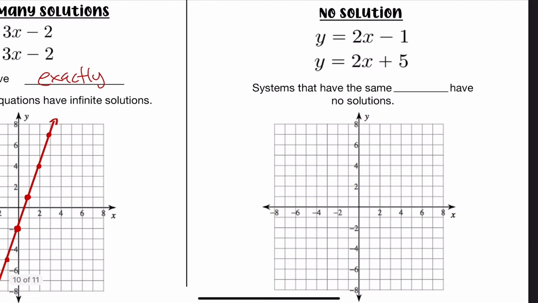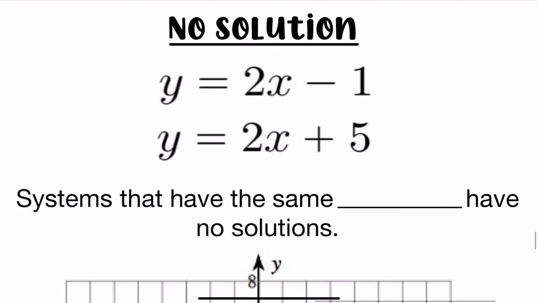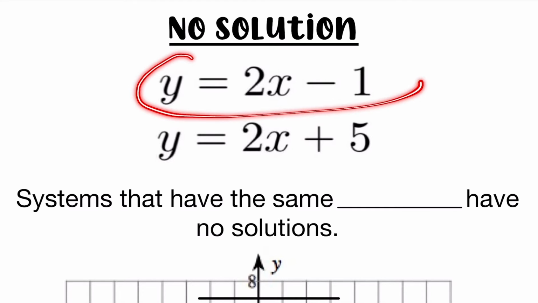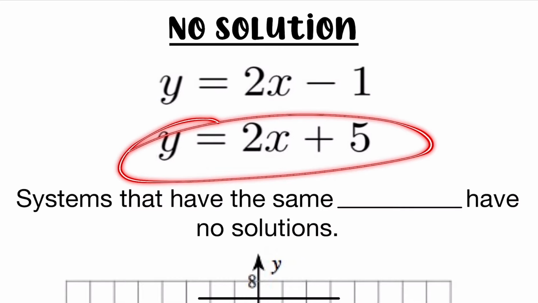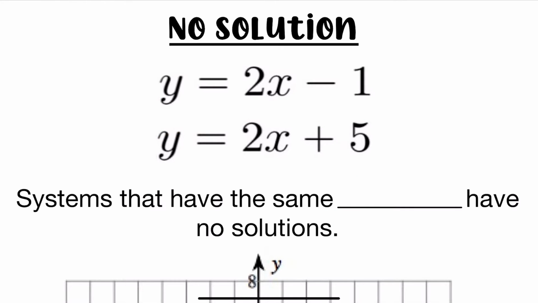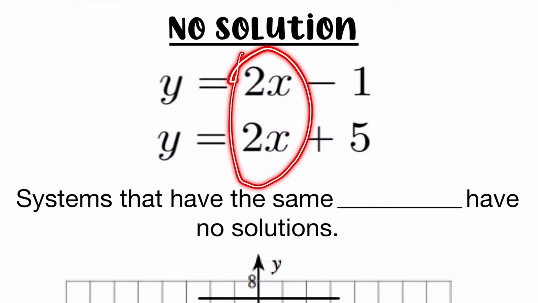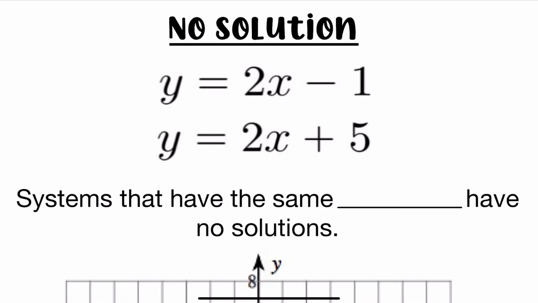All right. Well, what's it going to look like if we have no solutions? Okay, so let's take a look. We got y equals 2x minus 1 and y equals 2x plus 5. Okay, seeing a similarity here. We have the same slope, but we have different y-intercepts. So, systems that have the same slope have no solutions. Well, let's see why that is.